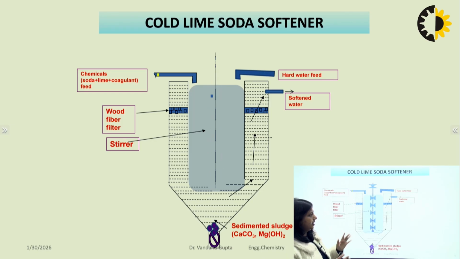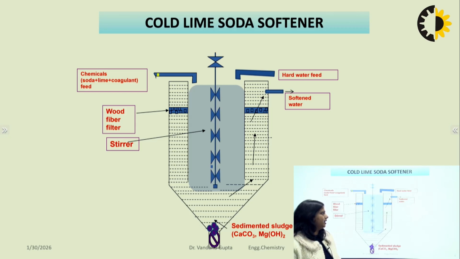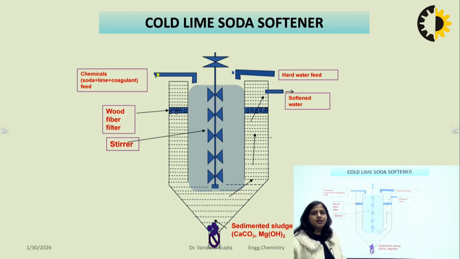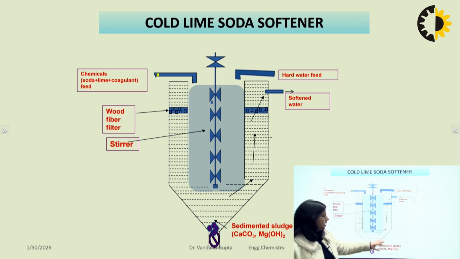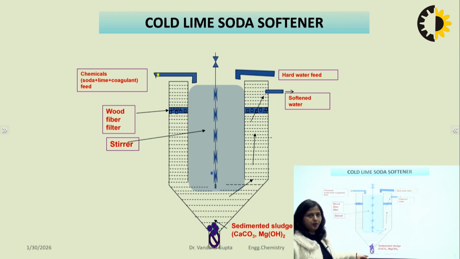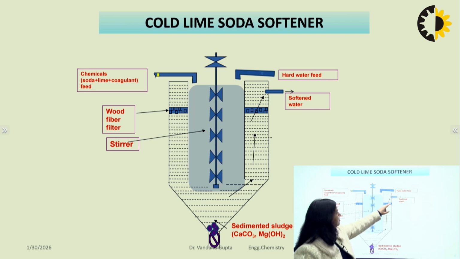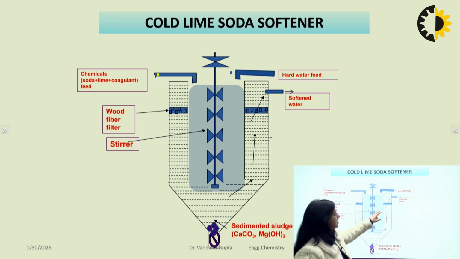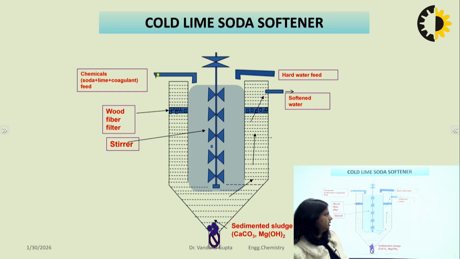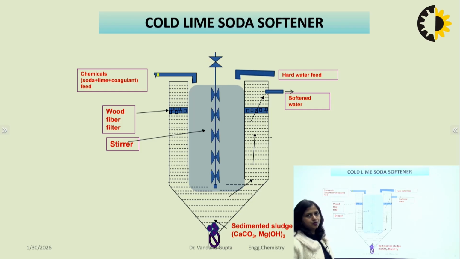So the reactions take place and all the hardness causing soluble salts of calcium and magnesium are converted into calcium carbonate and magnesium hydroxide. These salts are called sedimented sludge and these are insoluble in water. So these salts are removed by an outlet periodically, and the soft water goes to the wood fiber filter, and after passing through the wood fiber filter, we get softened water by an outlet. So this is the cold lime soda softener.